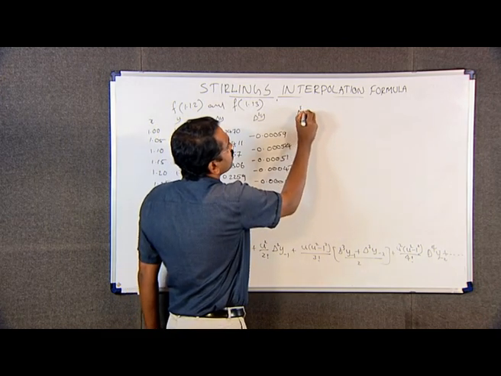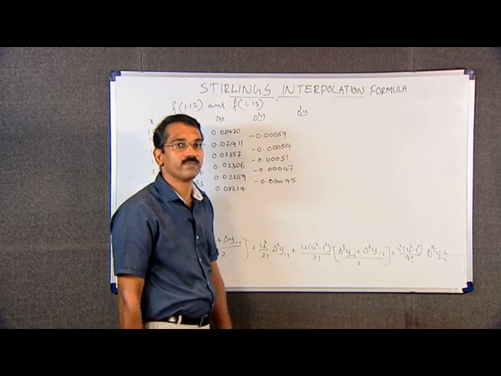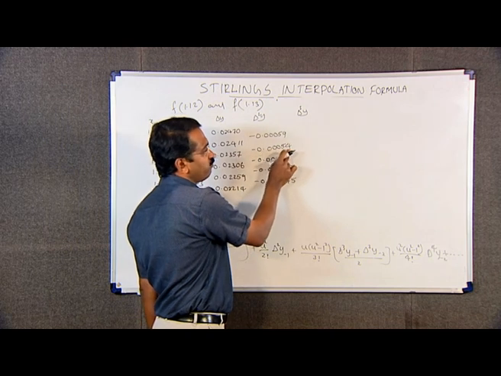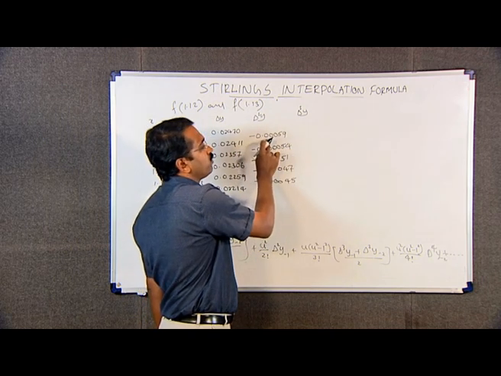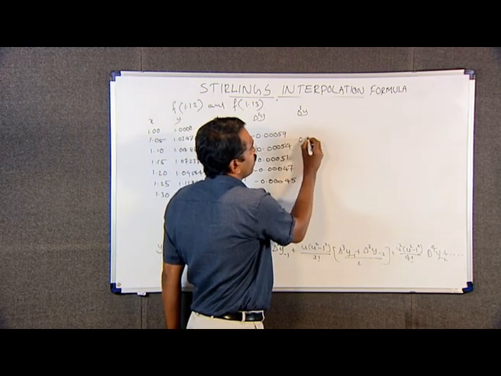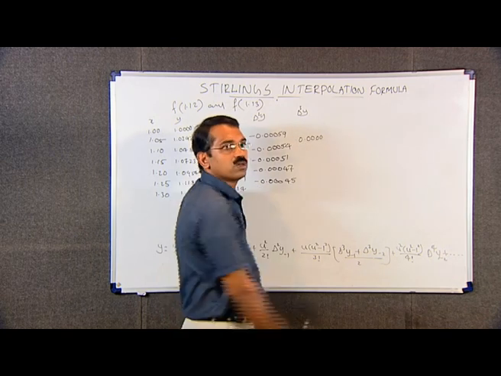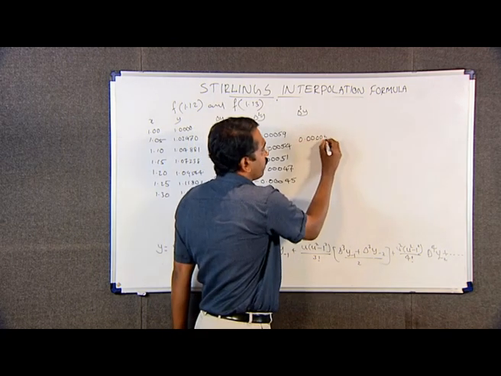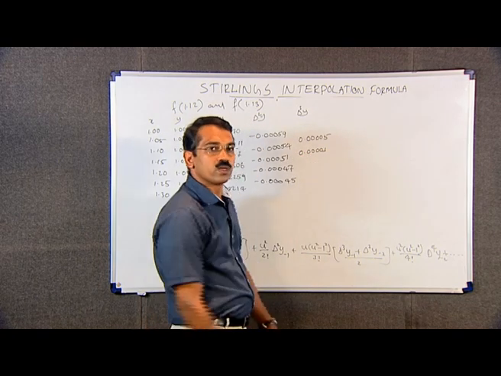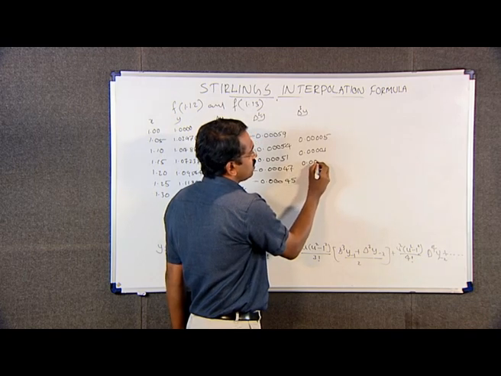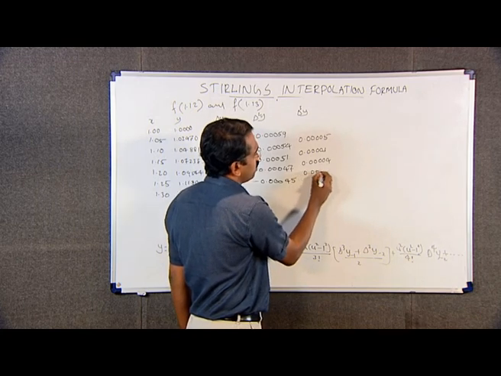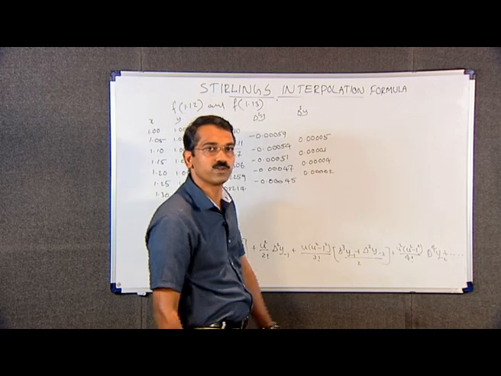The third order differences are delta cube y, which are, first is minus 0.00054 minus negative 0.00059, which is equal to 0.00005. Next one is 0.00003. Next is 0.00004, and the last one is 0.00002. These are the third order differences.